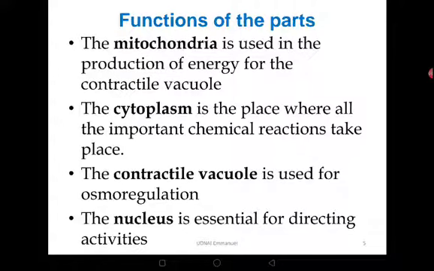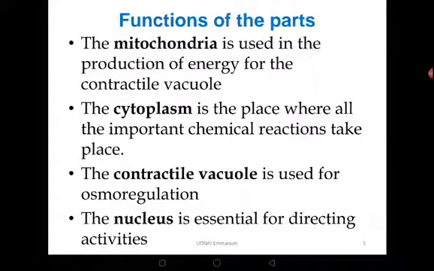So let's look at the functions of the parts. Already we had mentioned some. So the mitochondria, one is mitochondrion and many mitochondria. These ones are used for production of energy. Yes, they play a role of respiration to produce energy.